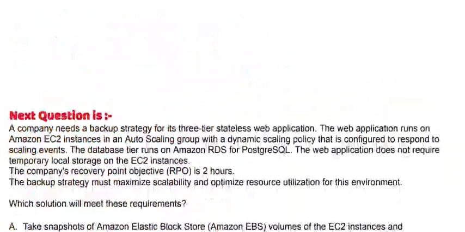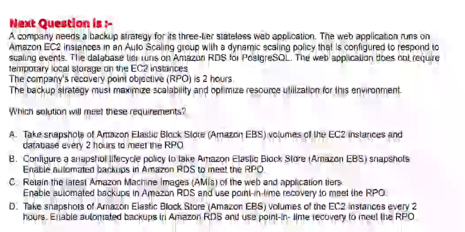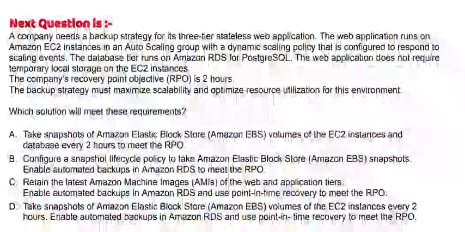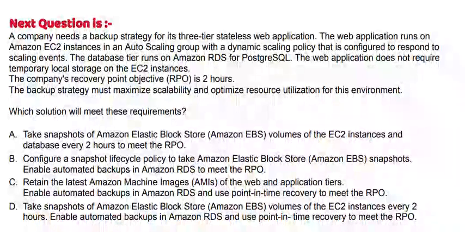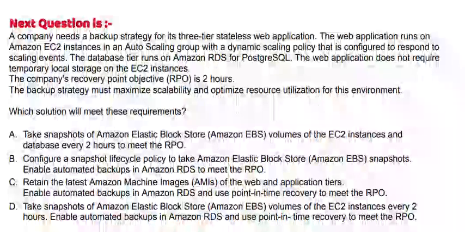Next question is, a company needs a backup strategy for its three-tier stateless web application. The web application runs on Amazon EC2 instances in an Auto Scaling group with the dynamic scaling policy that is configured to respond to scaling events. The database tier runs on Amazon RDS for PostgreSQL. The web application does not require temporary local storage on the EC2 instances.